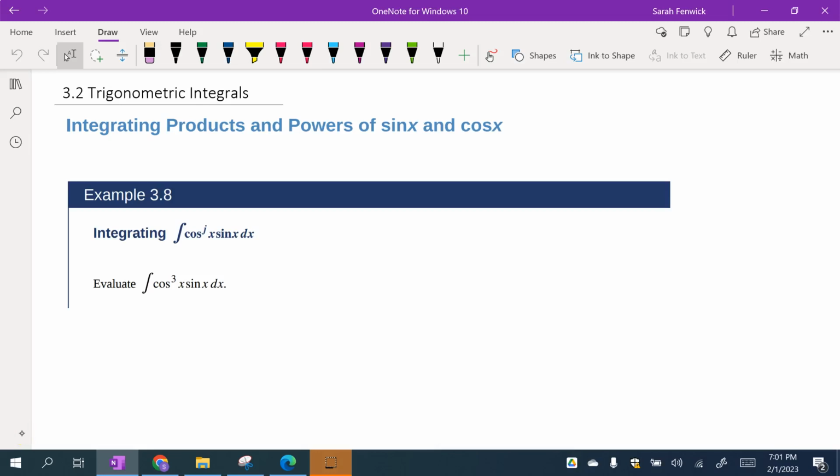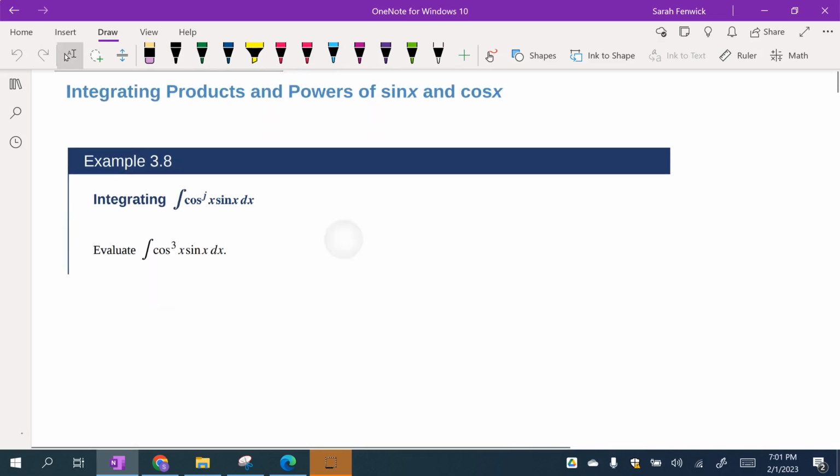Using OpenStax's textbook, Calculus Volume 2, we are starting Section 3.2 on trigonometric integrals. So we're going to look at several different types of integrals involving trig functions and talk about different methods of finding their integrals. We're going to start off with examples that are products of sine and cosine.